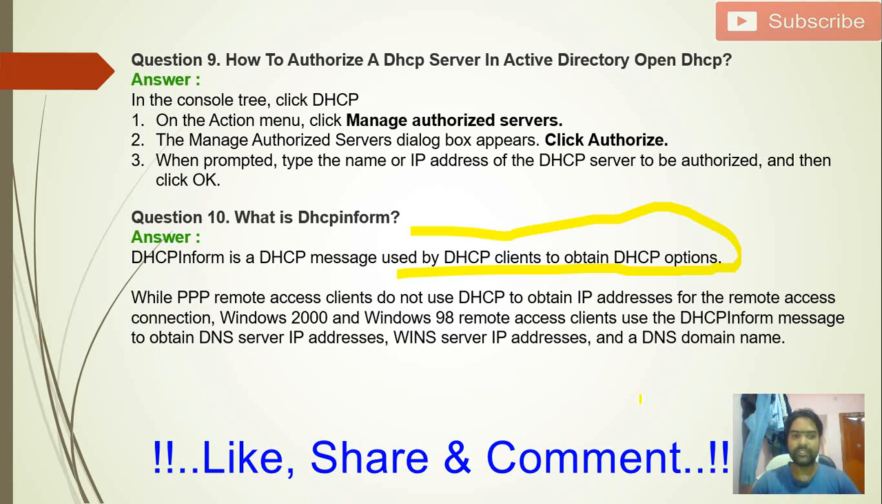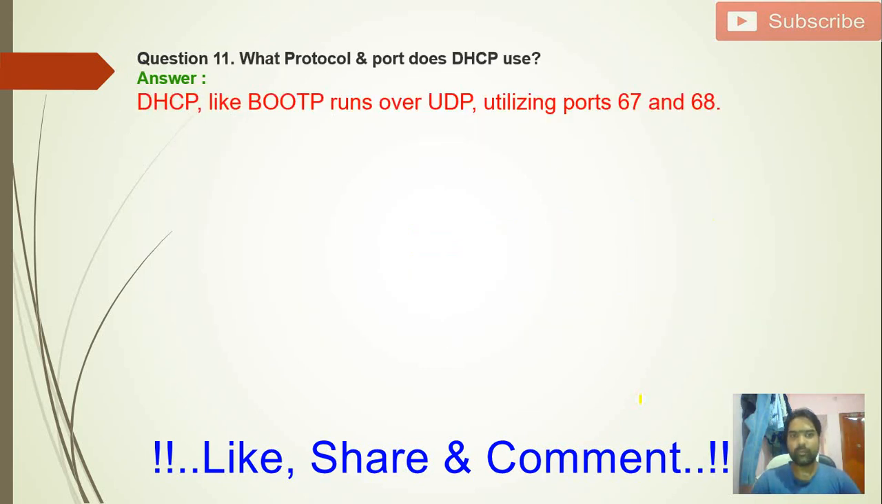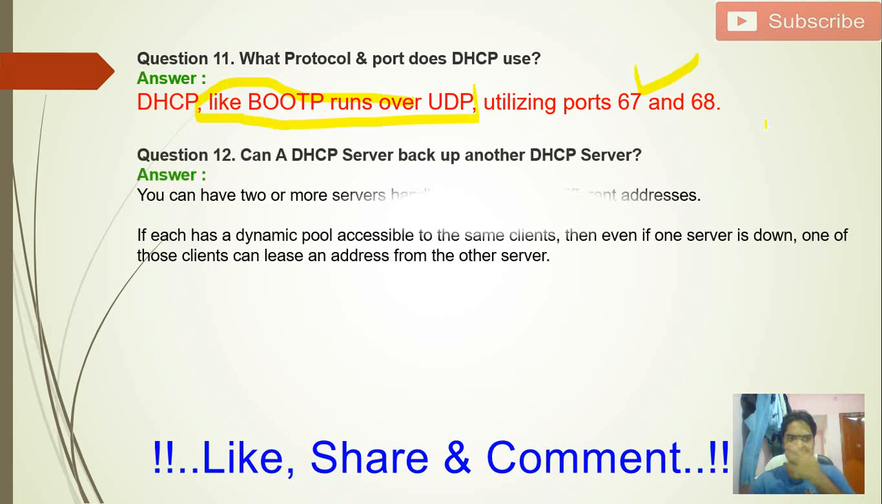It will use DHCP inform to obtain DHCP IP address, WINS and DNS domain name. This is the use of DHCP inform. What are the protocol and port does DHCP use? Basically it uses BOOTP, which runs over UDP. DHCP itself is a protocol, and it uses ports 67 and 68.